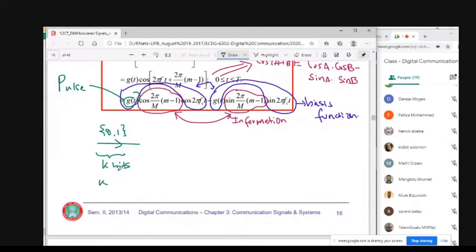We know the relationship between k, which is the number of bits that we are taking at a time, and the modulation order m is via the following expression.